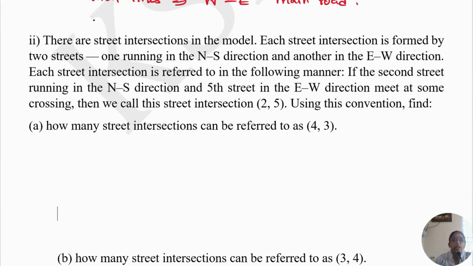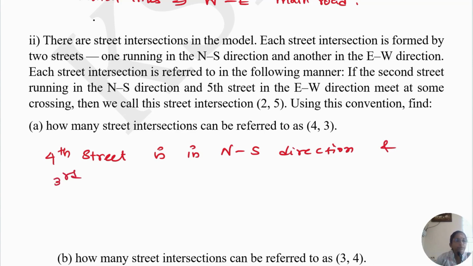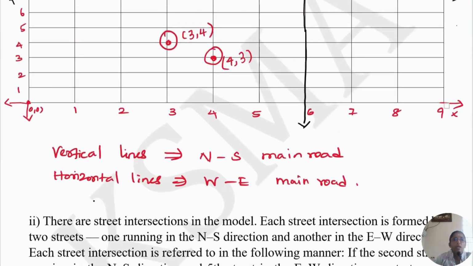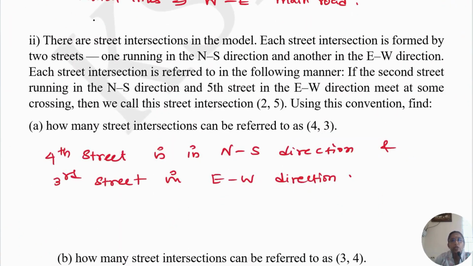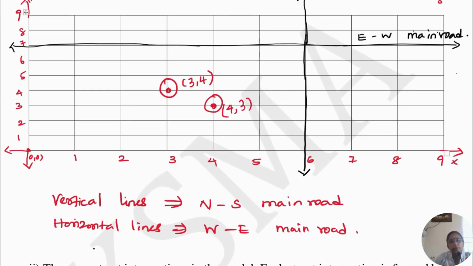Using this convention, find how many street intersections can you refer to as 4, 3. 4, 3 in the sense the fourth street is in north-south direction and the third street in east-west direction. That's all. So here it is 4, 3. Look at your data in the graph.